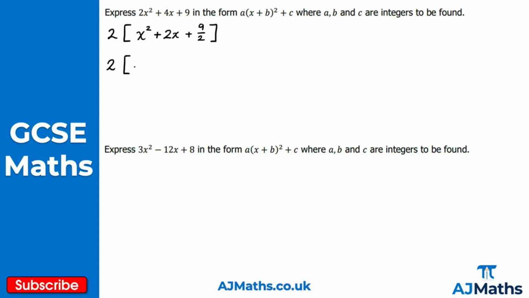Completing the square now on this quadratic, we get x plus 1. Remember, we halve the coefficient of x. That's x plus 1 all squared. We subtract this value squared, so 1 squared is 1, so minus 1, and then plus 9 over 2.